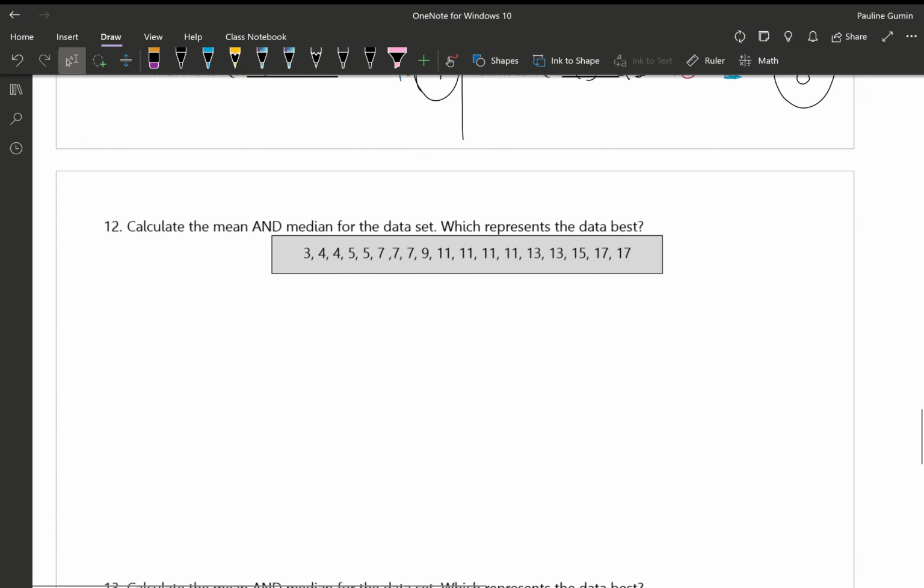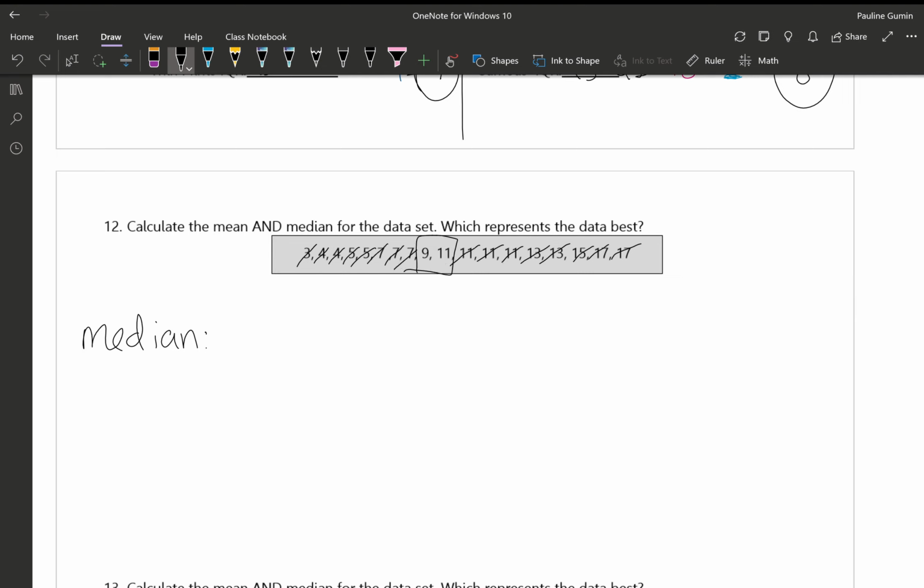Delicious. Okay, number 12. Number 12 asks us to calculate the mean and the median of the data, and then just to think about which one do you think represents the data best. Okay. So first, let's find the median, that is the easiest to find. All right, let's do it. Just gonna cross every number off from each side until I get to the middle.